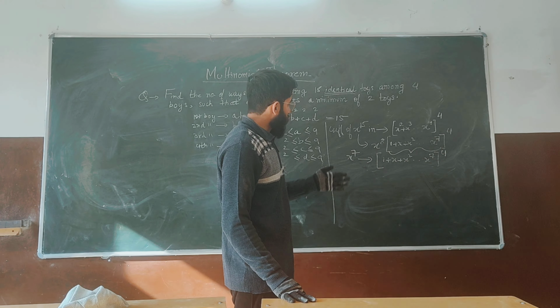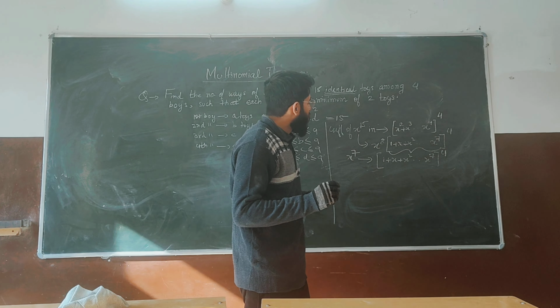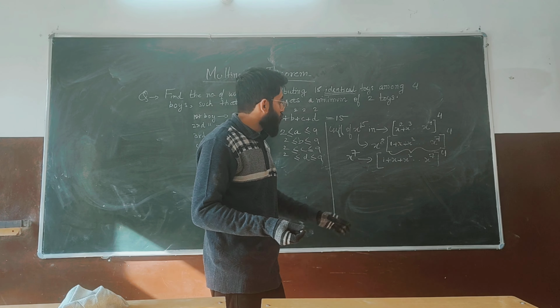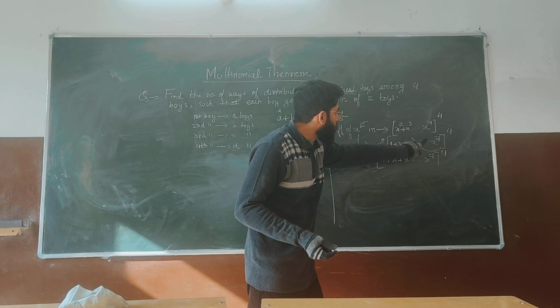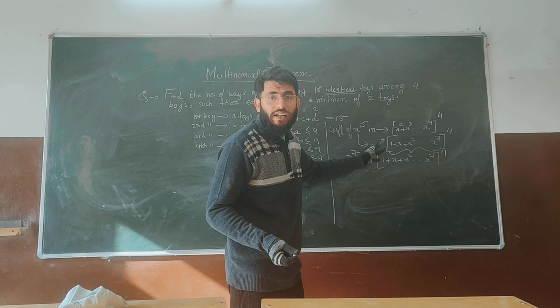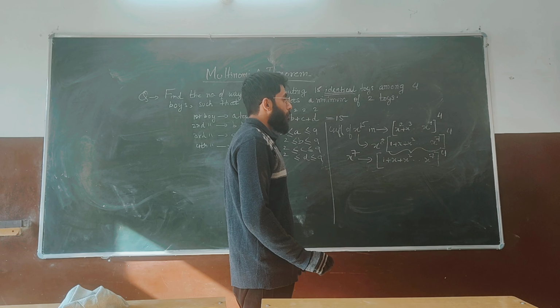Why? Because in order to make x to the power 15, we already have x to the power 8. So what is left is x to the power 7. If I get x to the power 7 from this bracket, this entire thing to the power 4, and multiply it with x to the power 8, it will automatically become x to the power 15, and that is what we are looking for. Okay? Correct?